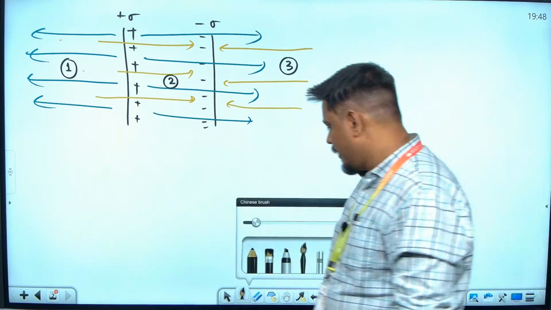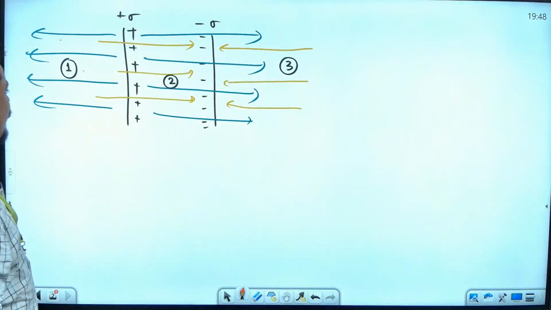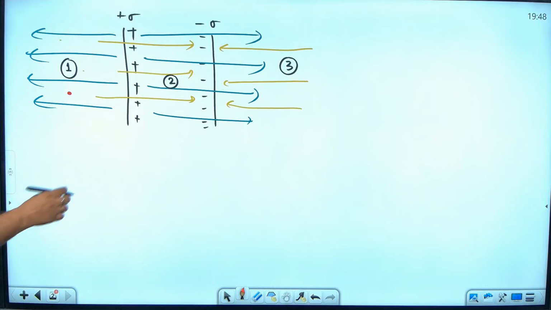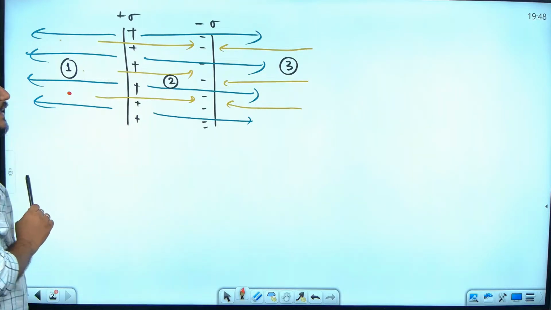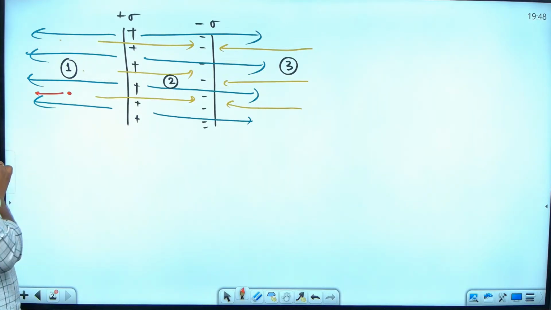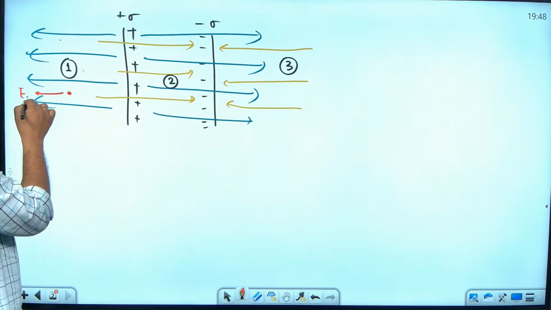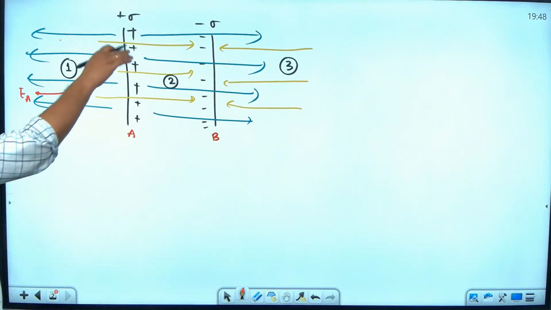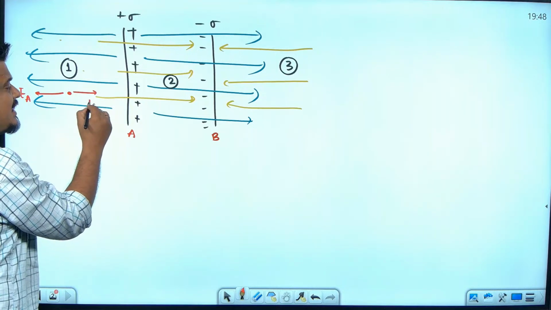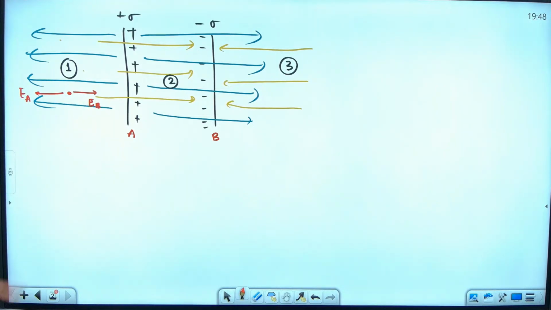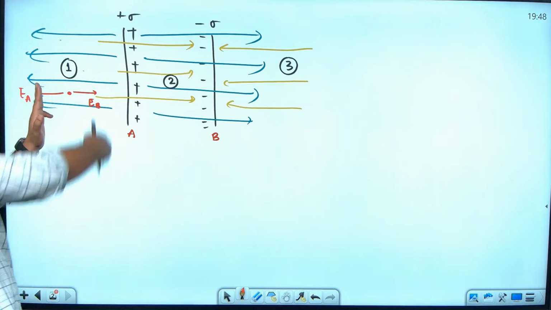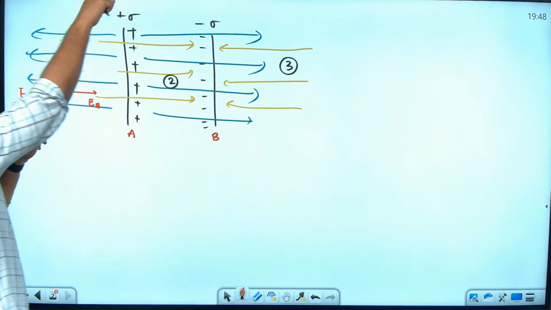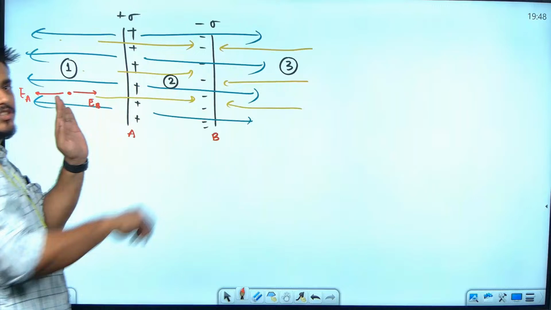Okay. Now, first of all, at this point 1, let me draw a point here, 1. At this point 1, because of the positively charged plate, the electric field will be in this direction. Let me name it as EA, because plate A and plate B. And because B is negatively charged plate, it will be in this direction, EB. Do you agree with me? At this point, because of this plate, electric field will be this direction. How much? EA. And this plate, the electric field will be towards it. How much? EB.